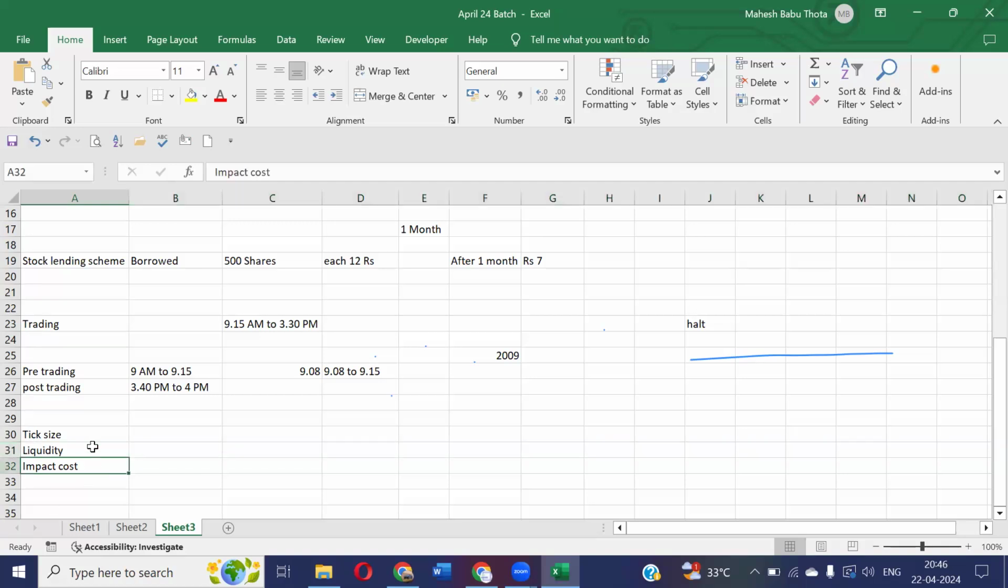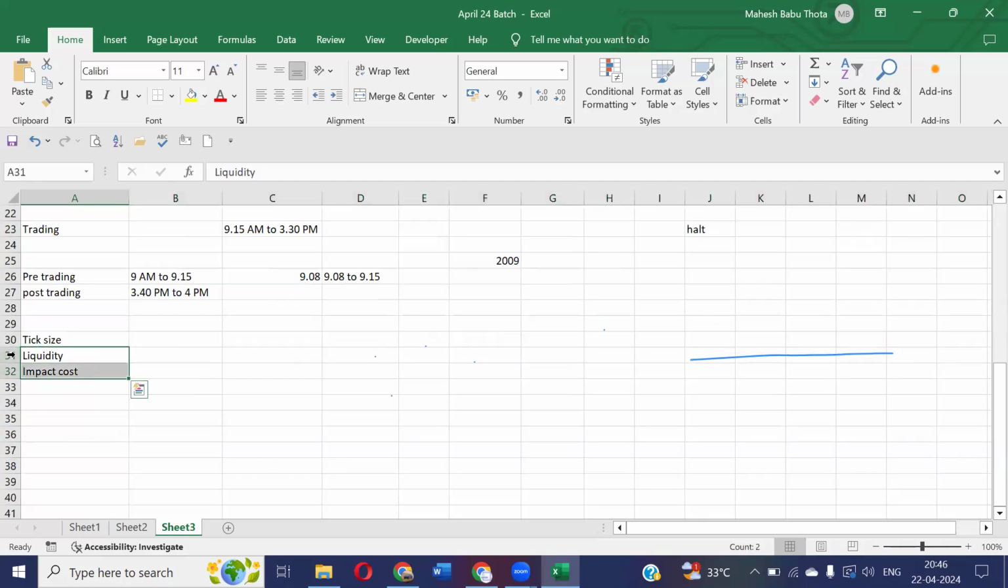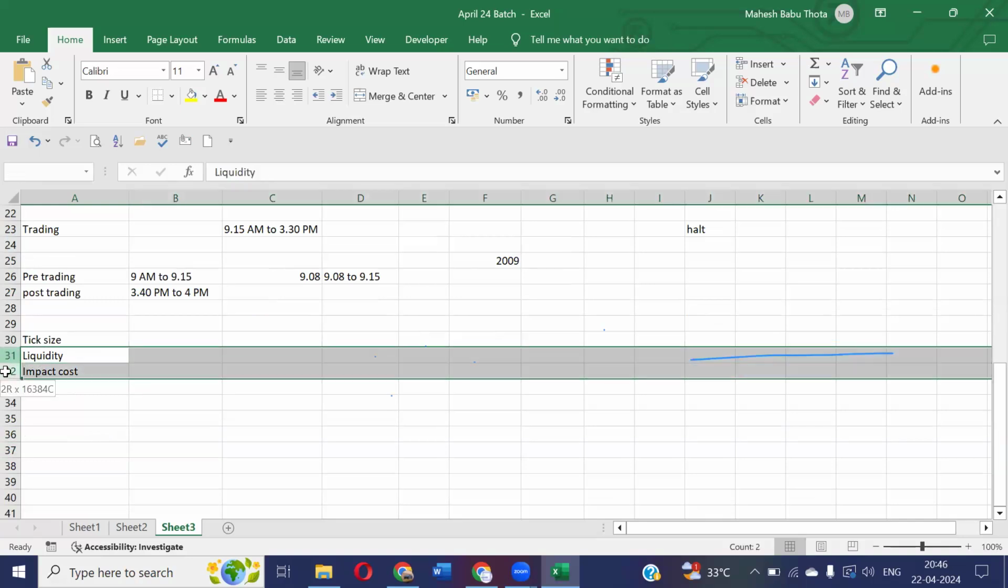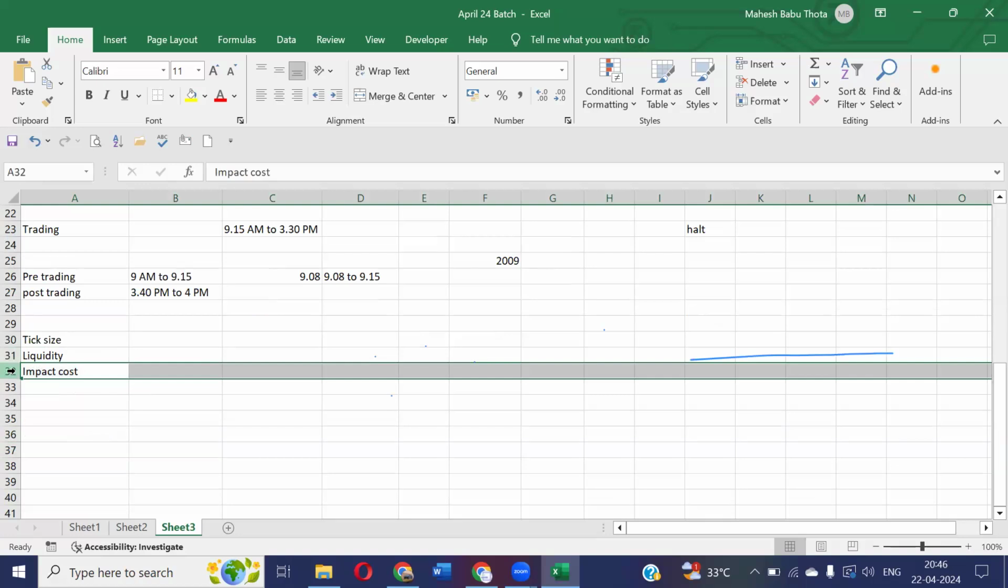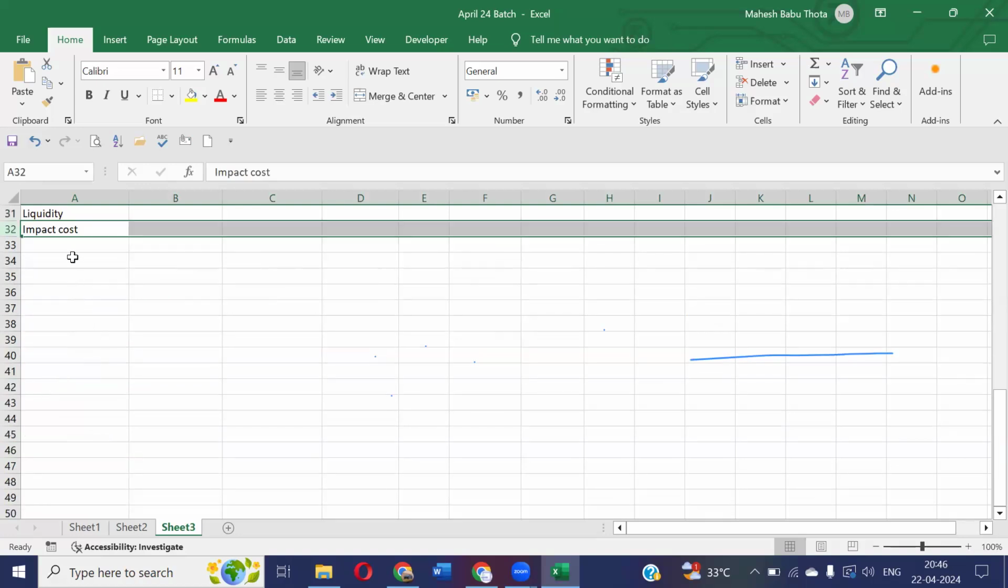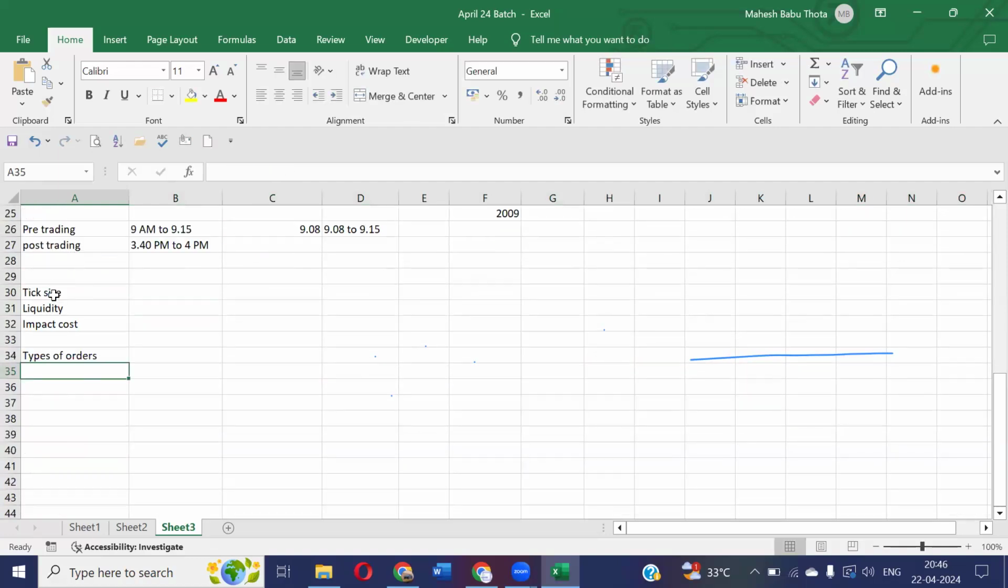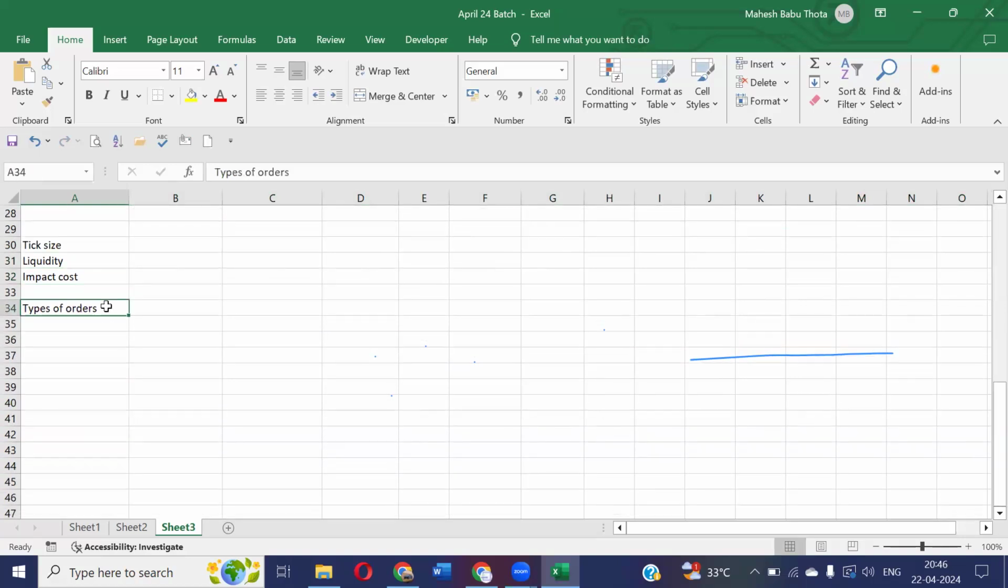Yes, Mahesh, there is a formula even for this. Just try to refer to Google and you will get the formula for how to calculate impact cost. If you want to know more, do some research, but it's not necessary. Finally, impact cost is inversely proportional to the number of transactions. Liquidity and impact cost have an inverse relationship. Okay, understood. Now we will see the types of orders.